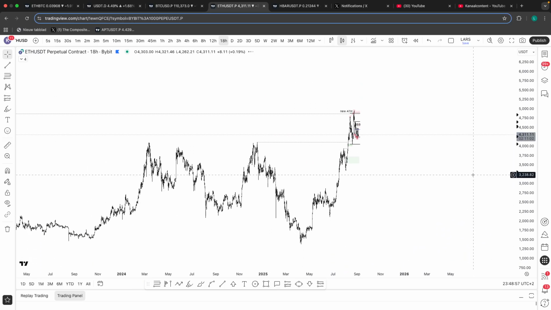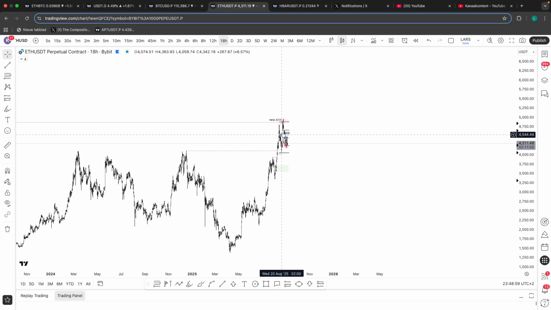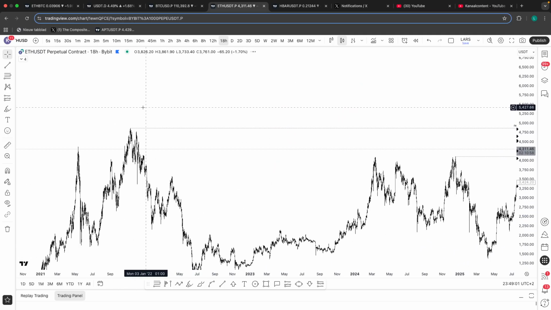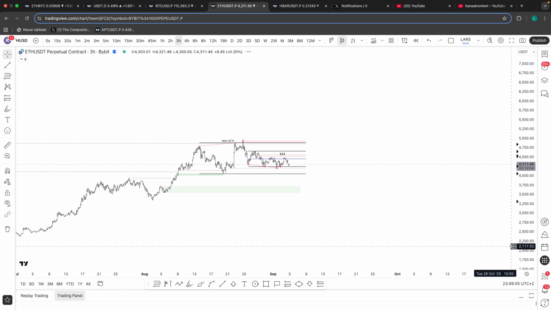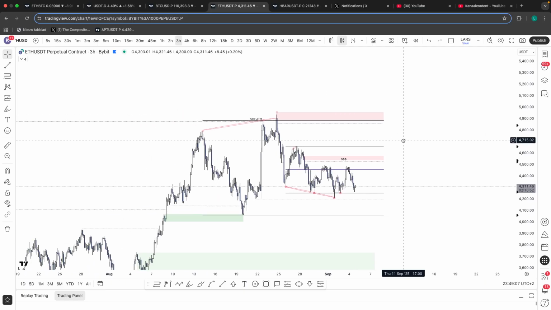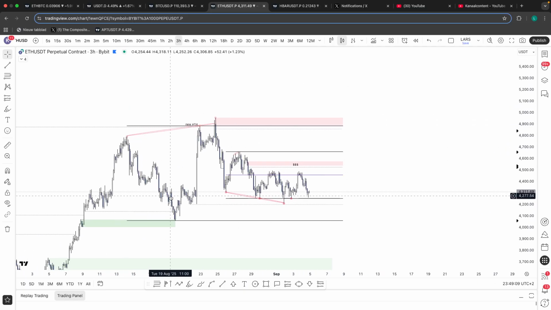ETH right here has had a very aggressive expansion towards the upside, deviating the all-time high right there, creating a potential distributive and ranging environment where you have the range high, you have the range low, and you can see the deviations at the highs.